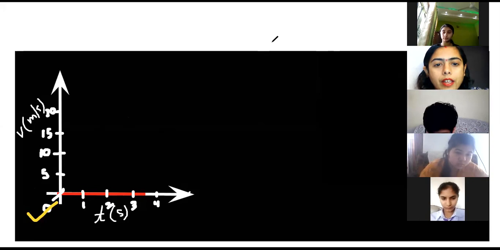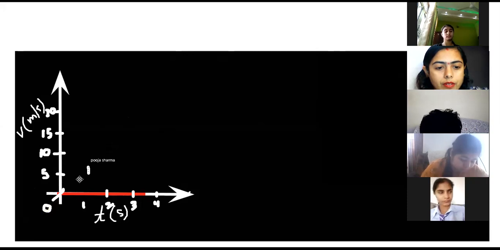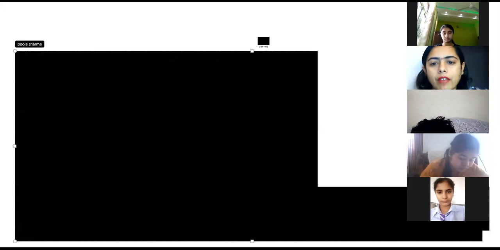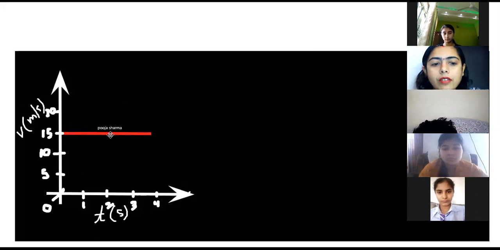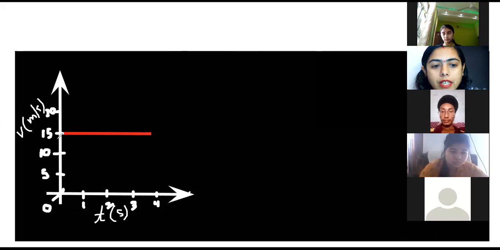Now, if I keep the line somewhere over here, let's say this is the graph you are having now. What is the velocity? In front of the line, it is 15 meter per second. So you can say that the object is in motion, because you get some value of velocity. Here we have the value 15.